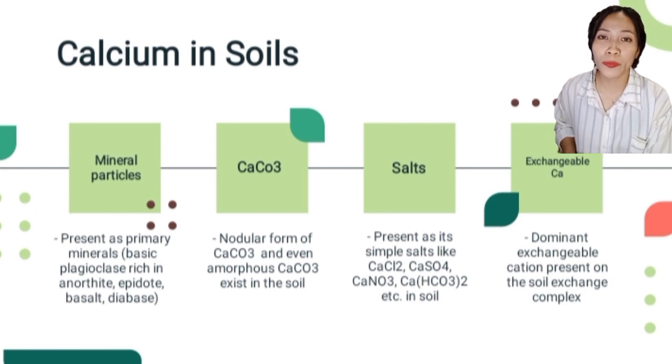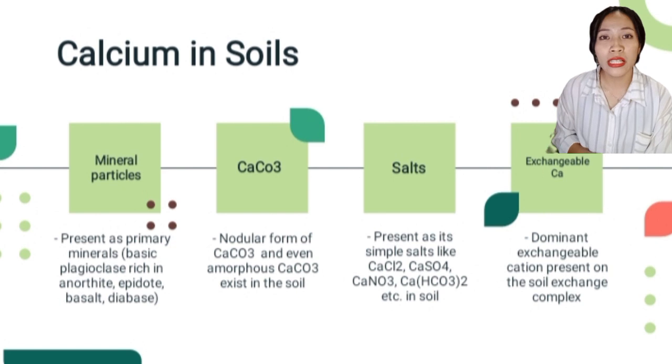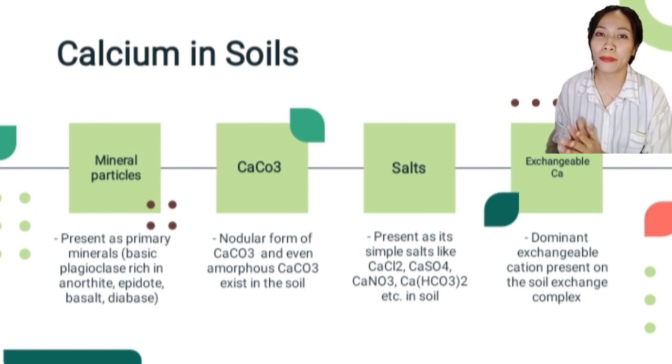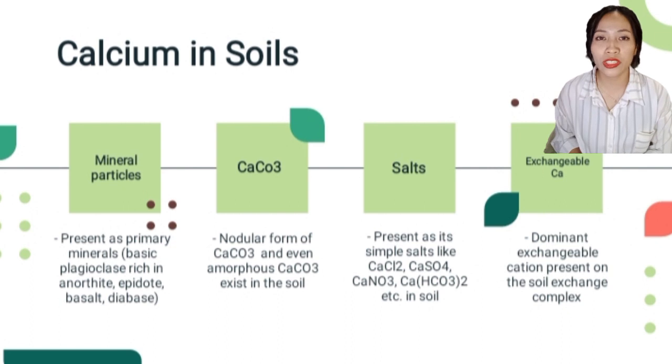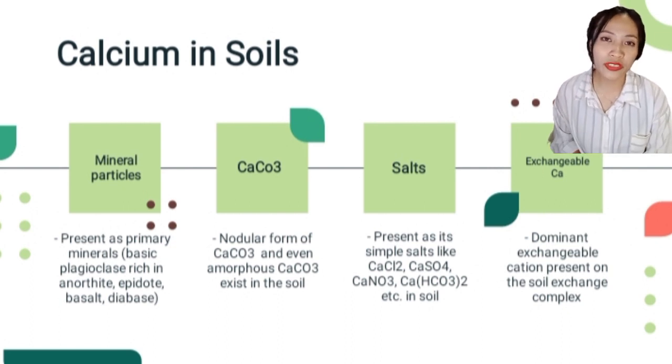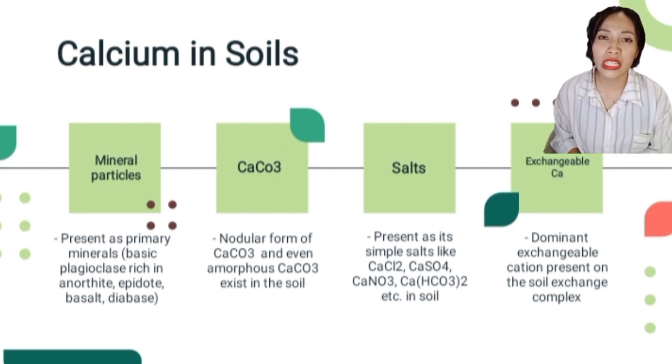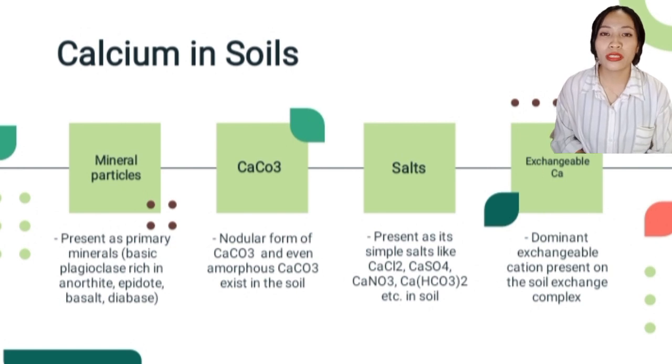Calcium is also present in soil in varied forms: mineral particles, CaCO3, simple salts, and exchangeable Ca. Mineral particle: calcium is mainly present as primary minerals such as basic plagioclase rich in anorthite, epidote, basalt, and diabase. On weathering, all these minerals release calcium into the soil.